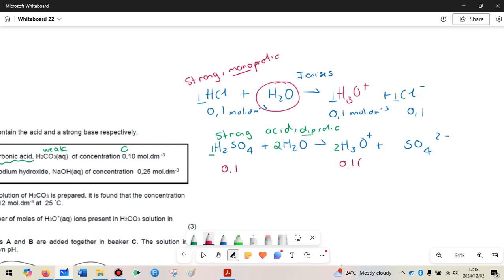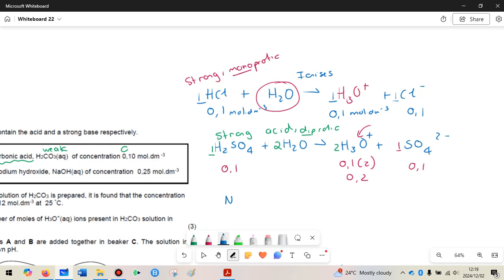concentration of your hydronium would be 0.1 times 2. Okay, and your sulfate would be 0.1 because there's a 1 in front here. Okay, but it's not really the sulfate we worry about for the most part, it's the hydronium ions we worry about. Let's talk about a base for a second.